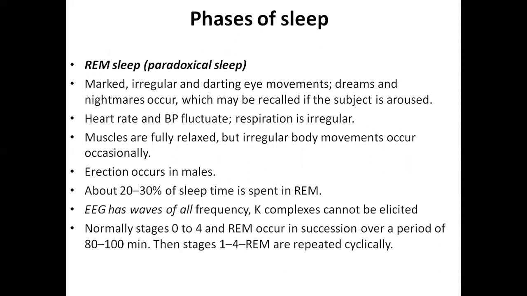Coming to the next stage of sleep, that is REM sleep, also called paradoxical sleep. It is marked by irregular and darting eye movements. Dreams and nightmares occur, which may be recalled if the subject is aroused. The heart rate and BP fluctuate, respiration is irregular, muscles are fully relaxed, but irregular body movements occur occasionally.